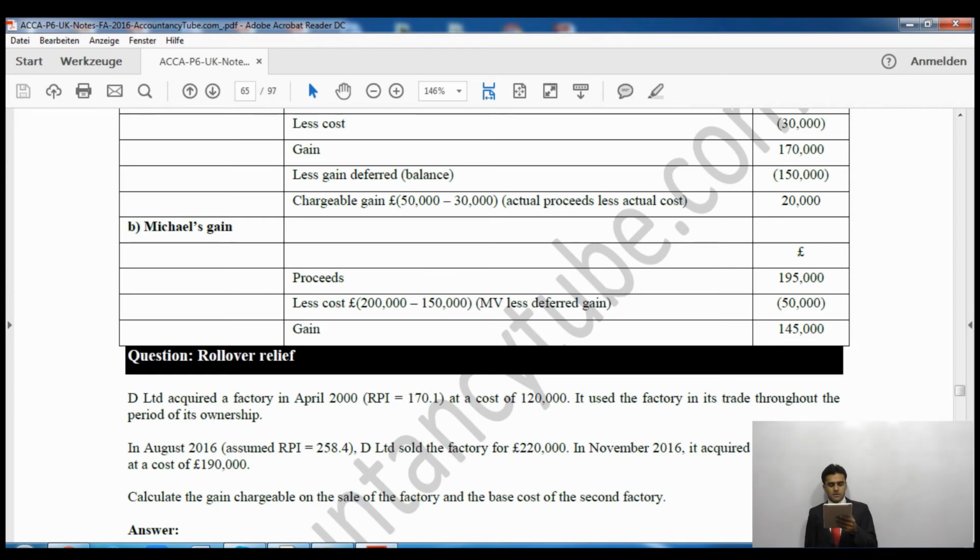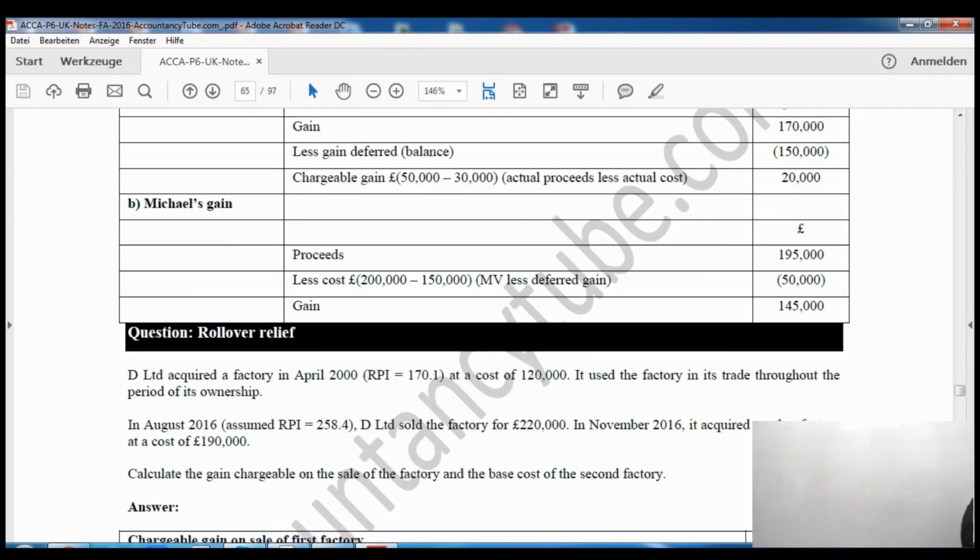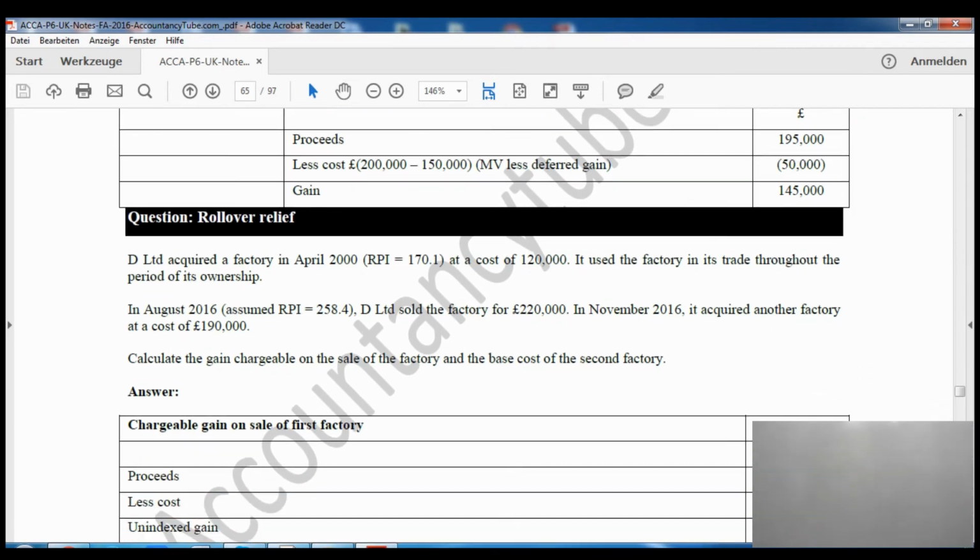It bought the factory at a cost of £120,000 and used it in its trade throughout the period of ownership. In August 2016, it sold the factory for £220,000. This is the sales proceeds, and we have to deduct the cost of £120,000 out of that. So £220,000 less £120,000 is going to be our unindexed gain.